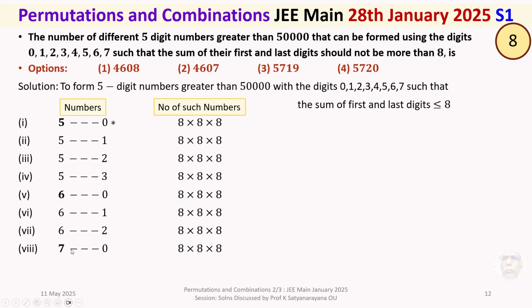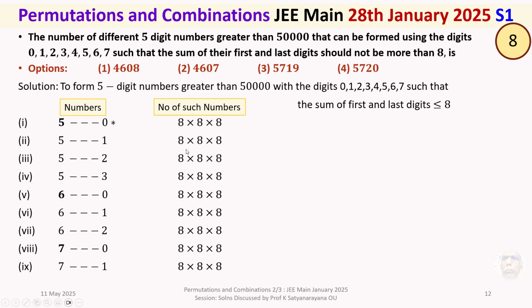So next is 7. 7, dash, 0. 7 plus 0 is 7, less than or equal to 8. Therefore, it's okay. So 8 into 8 into 8. Then 7, 1. 7 plus 1 is 8, less than or equal to 8, okay. 8 into 8 into 8. We cannot go further. Stop. So these are all the possibilities.